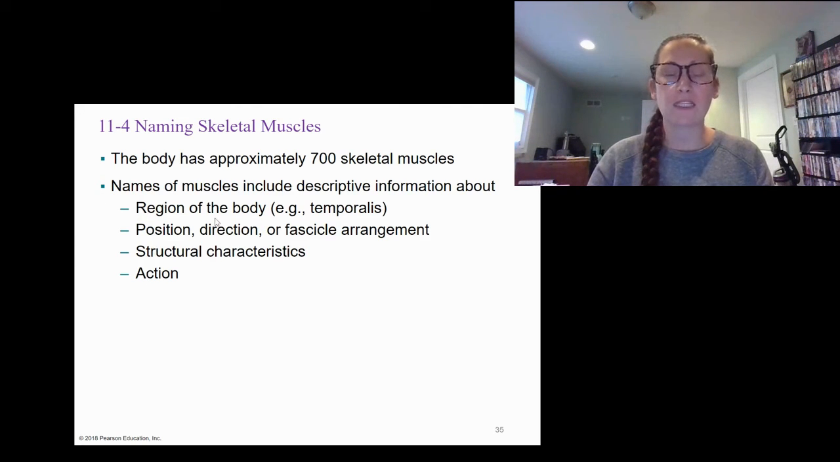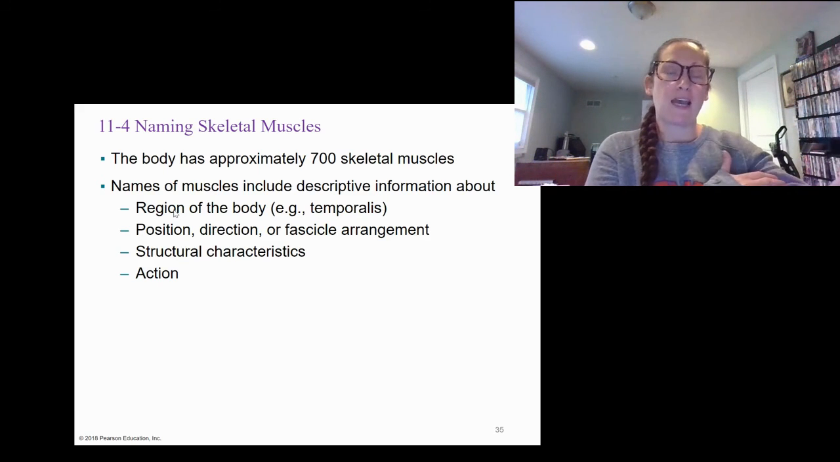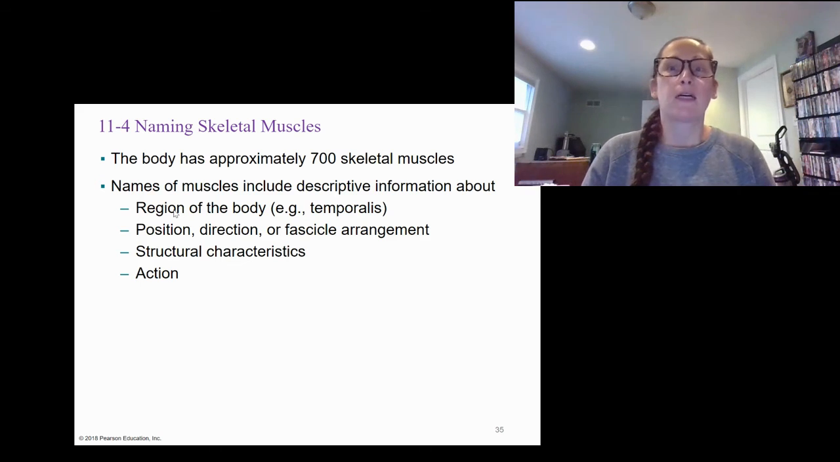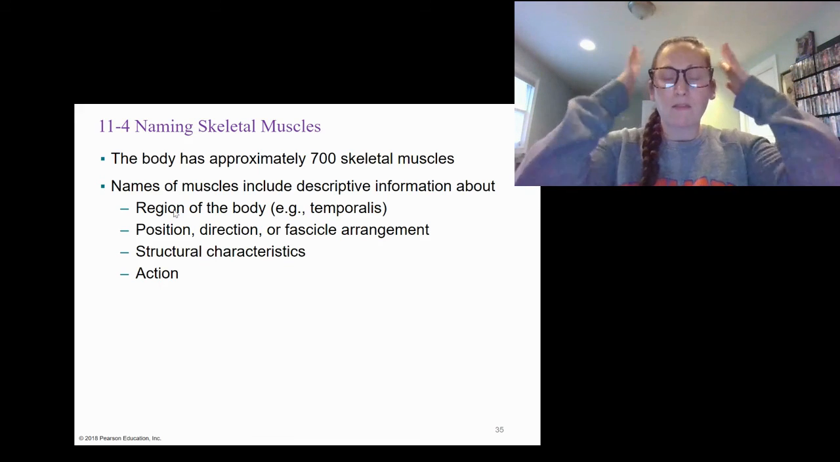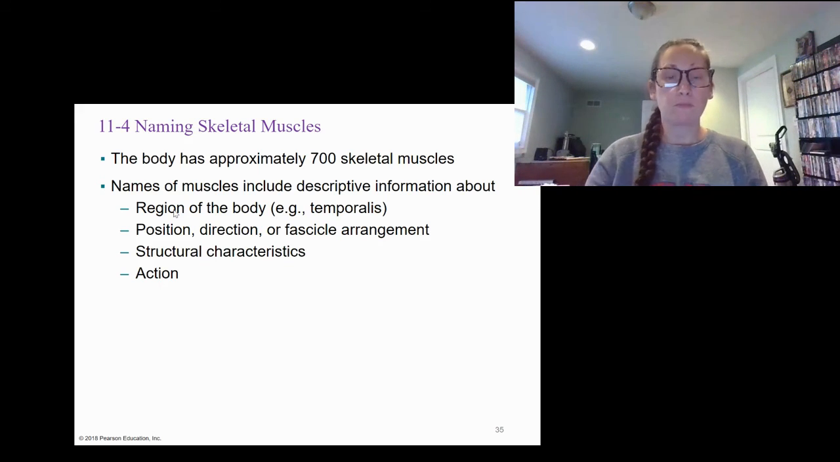So one of the ways is by looking at the region of the body. So where is it? So I mentioned biceps brachii. I don't just call it my biceps because we have another biceps in our body. So it's the biceps brachii, meaning it's the biceps in my brachial region, in my arm. You have a muscle there, it's shown there, the temporalis. All right, we know our temporal bone or a temporal lobe of our brain is here. You have a very large fan-shaped muscle that sits on either side of your head.